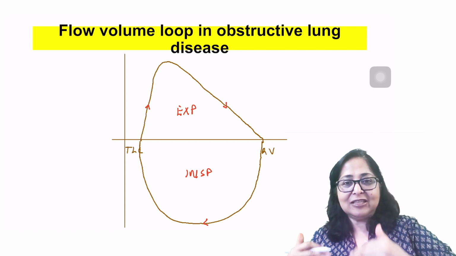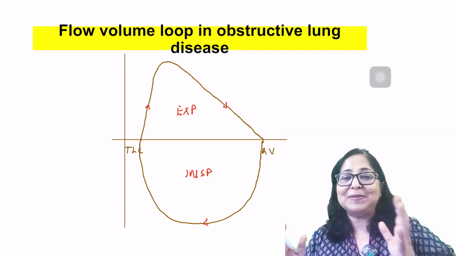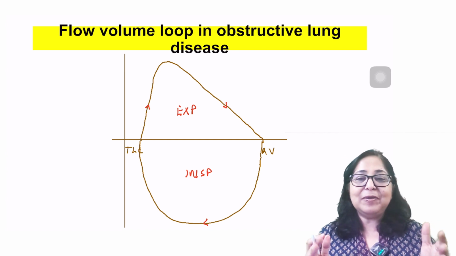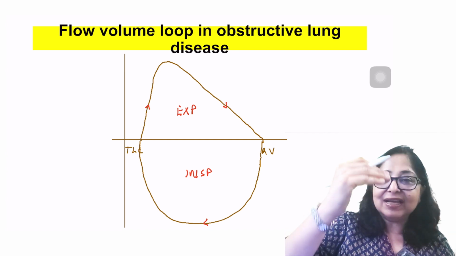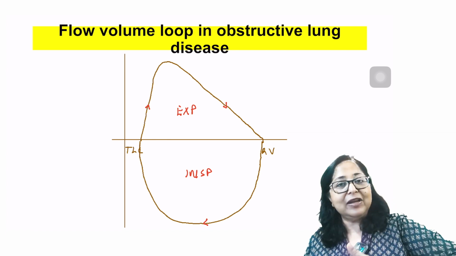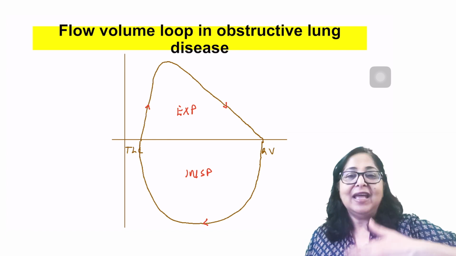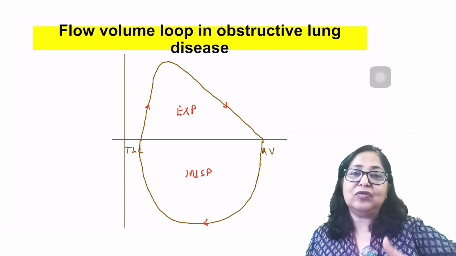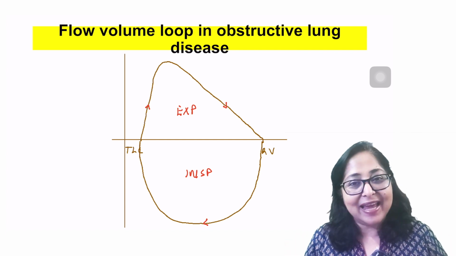But please remember, expiratory and inspiratory curves, the shapes are different. In expiratory curve, initially the rate rises and then starts falling. Whereas inspiratory curve is more uniform. But remember, height of the inspiratory curve is almost the same as the expiratory curve.